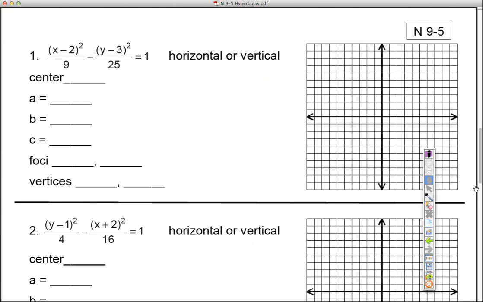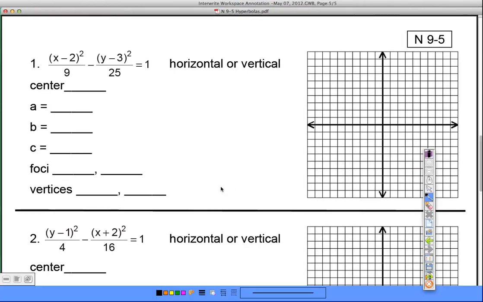So we're going to do some applications of this and work a few of them out. Going to page 2. All right, we're going to work problem 1 first. The first thing you need to decide is if this is a horizontal or a vertical hyperbola. Well, the a is always first, and it is under the x squared, so it is a horizontal hyperbola. It will point left and right. The center is 2, 3. It's a point, so we'll go over here to 2, 3 and put our point.